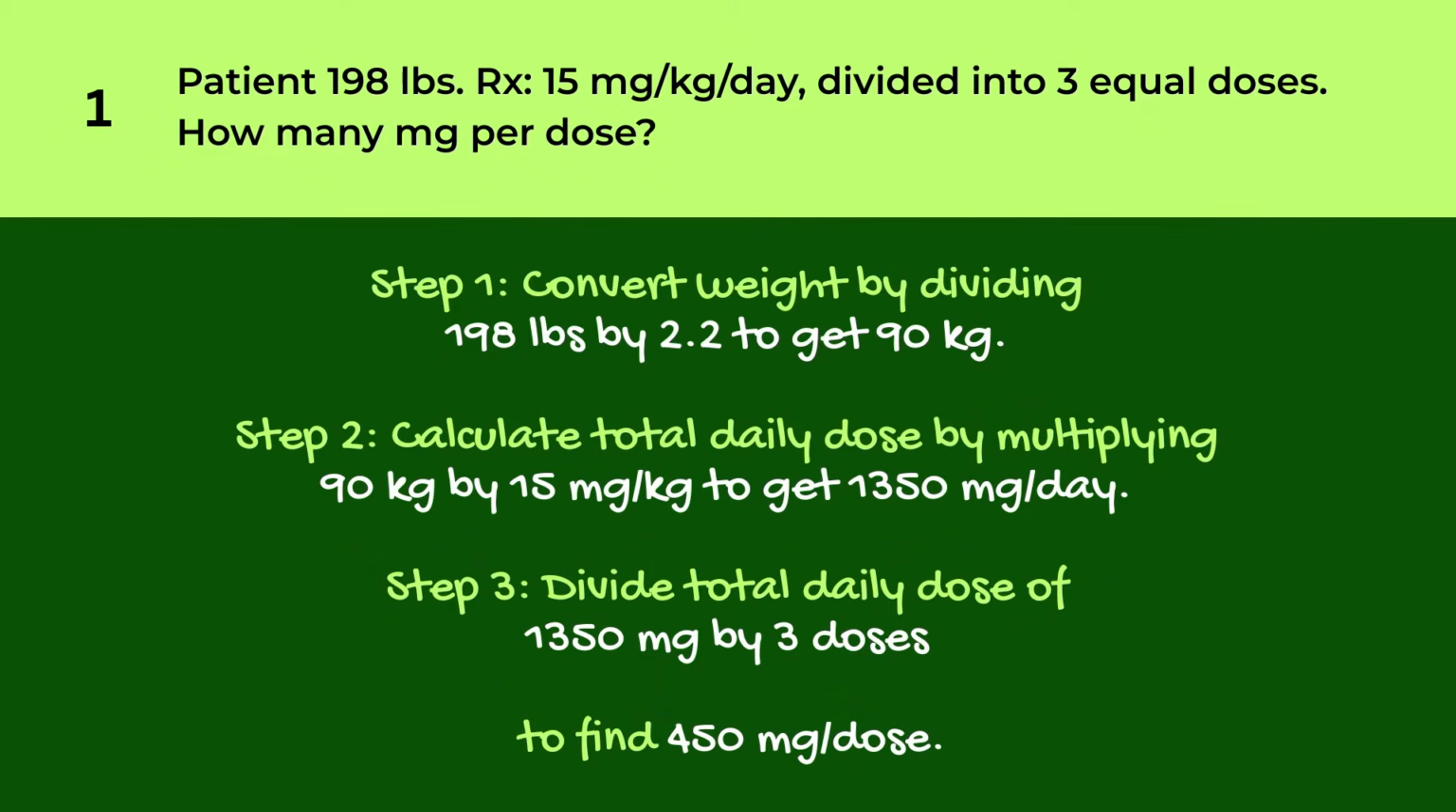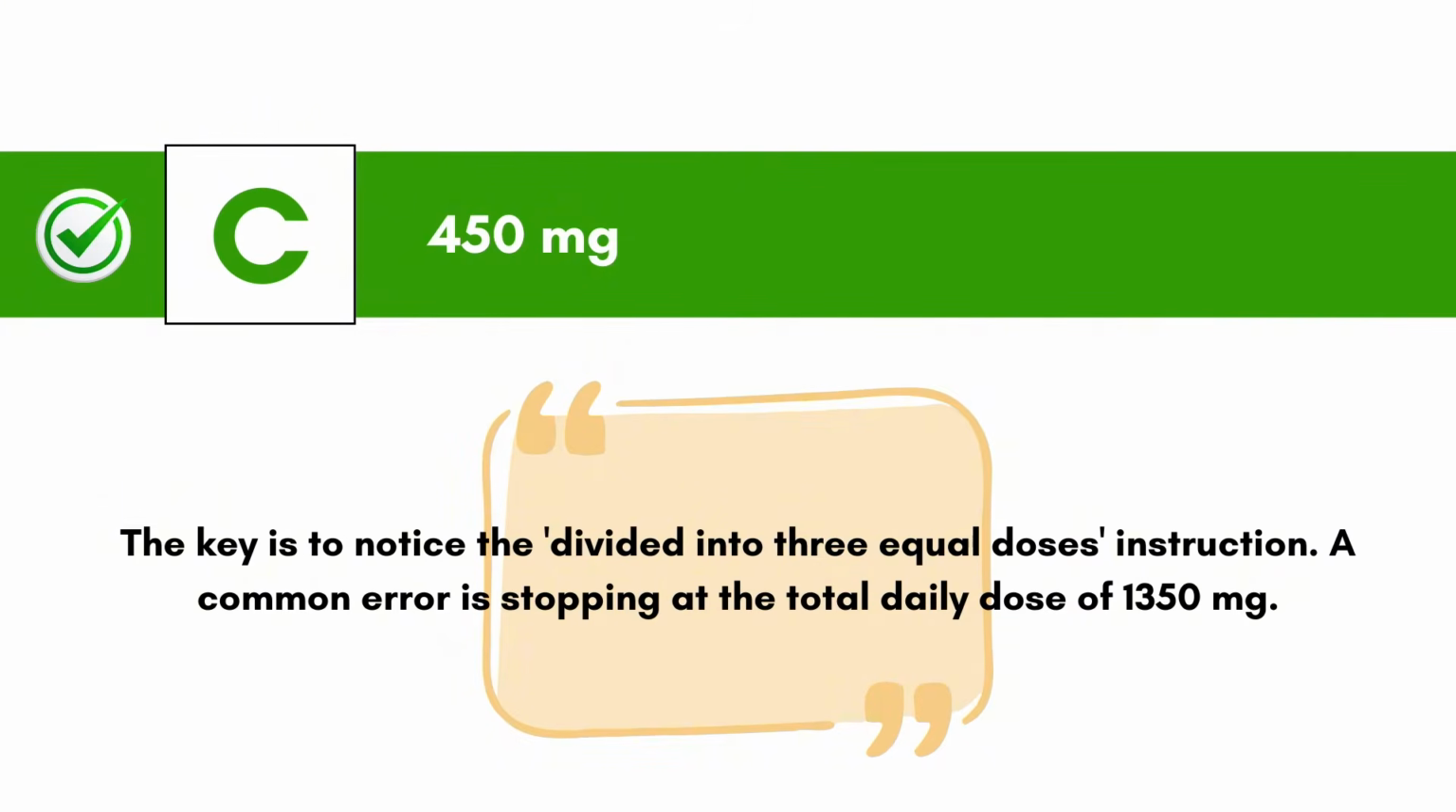Let's lock that in and check if we did it the right way. Yes, we got it right. Option C, 450 milligrams is the correct answer. The key is to notice the divided into 3 equal doses instruction. A common error is stopping at the total daily dose of 1350 milligrams.